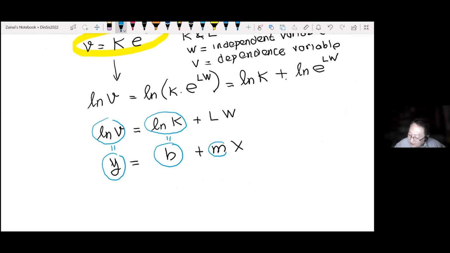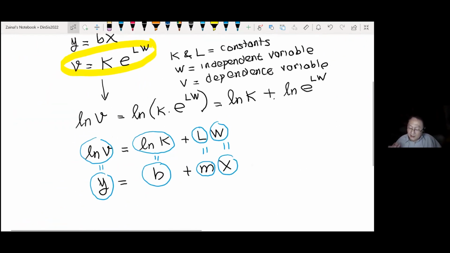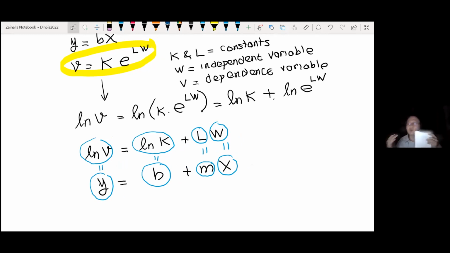m is equivalent to this, and x is equivalent to this. Then you can calculate L and ln K. When you obtain ln K, you can find K. Okay, so in this case, you can calculate L and K.